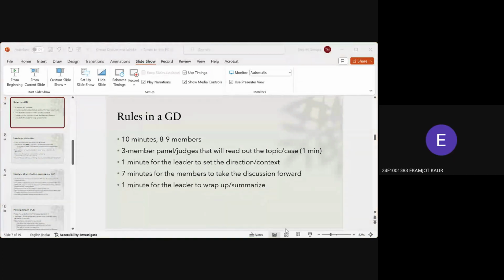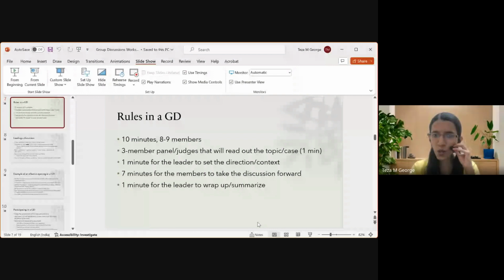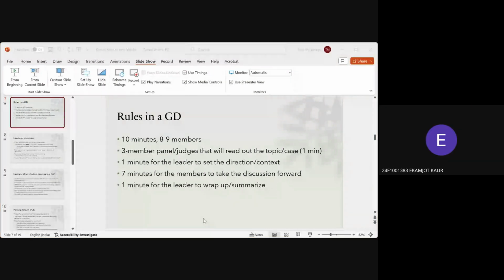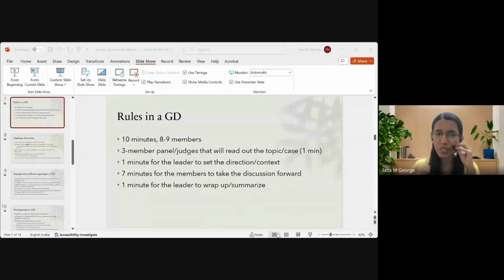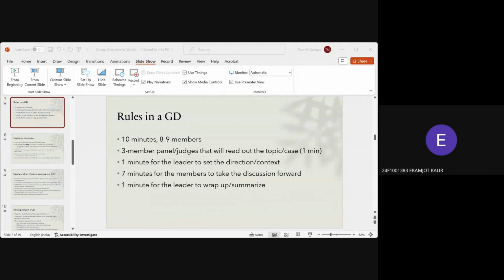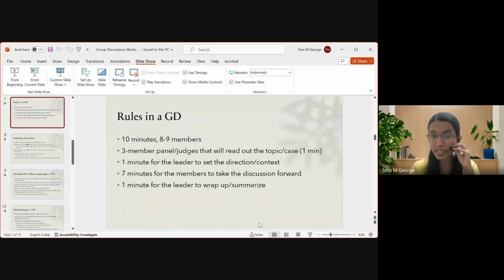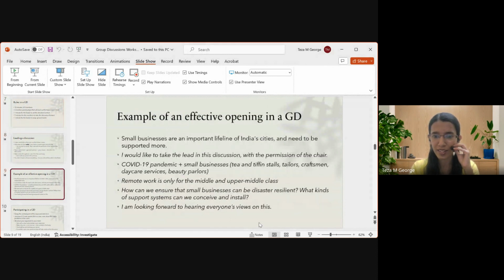So basically, when the other members are discussing, the leader should not be interrupting there. Clear? Yes, the leader will not be interrupting them. Okay. The leader will be taking notes though, because the leader will have to summarize at the end. Thank you, ma'am. A leader who interrupts is a very bad leader, by the way. I'm glad you asked that question, because I would not want you to be leaders who interrupt people.